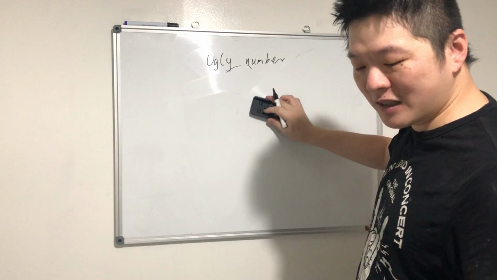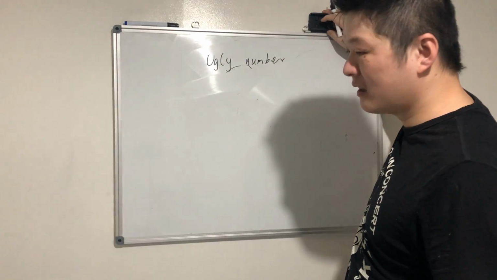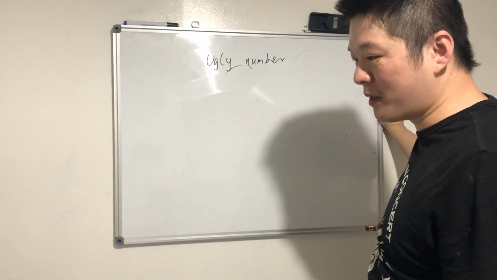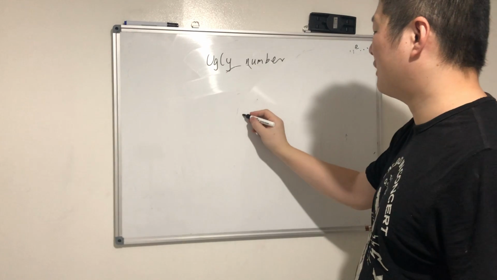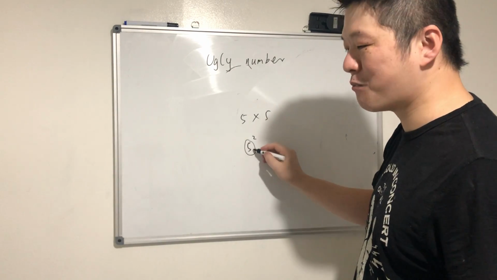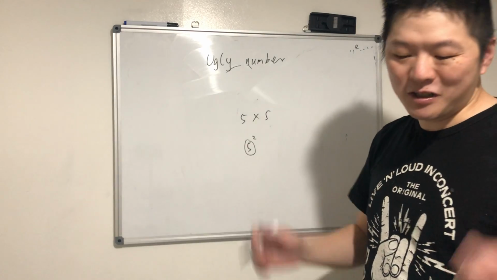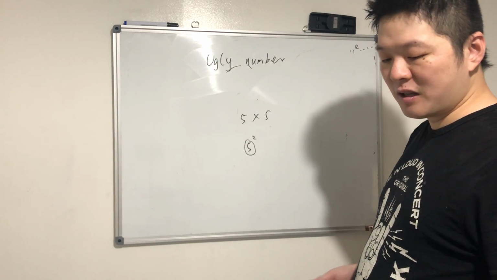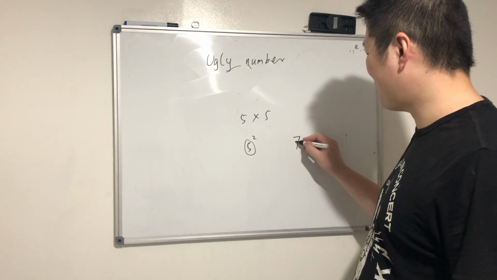Okay, so any number, pick a smaller number, right? 25. 5 times 5. Okay, so it's 5 to the power of 2, right? Look, this is the prime number, yeah? Or any number, again. 7. 7 is a prime number, yeah.